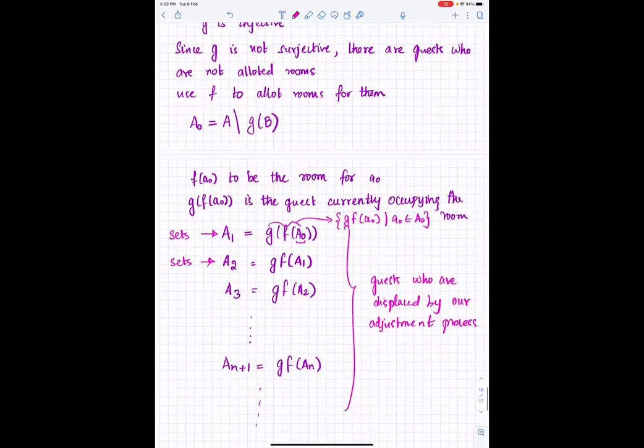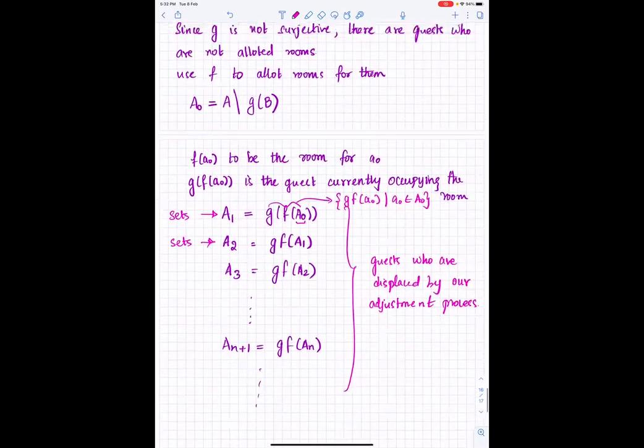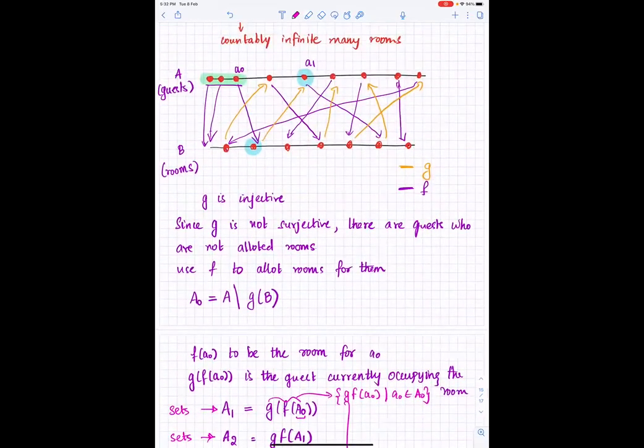Yes, ma'am. So the capital A's are all sets of guests. A naught is the set of guests who are not allotted rooms in the first level. This is an iterative process, right? You realize that these people don't have rooms, and you allotted rooms to them. But in the next level, you found new people who did not have rooms because they were thrown out of the rooms they had. For example, to allot a room for A0, you thought this is the room he goes to. But there was this person A1 here. You threw him out of this room and put A0 here. So in the next level, A1 becomes a guest who has not been allotted a room.